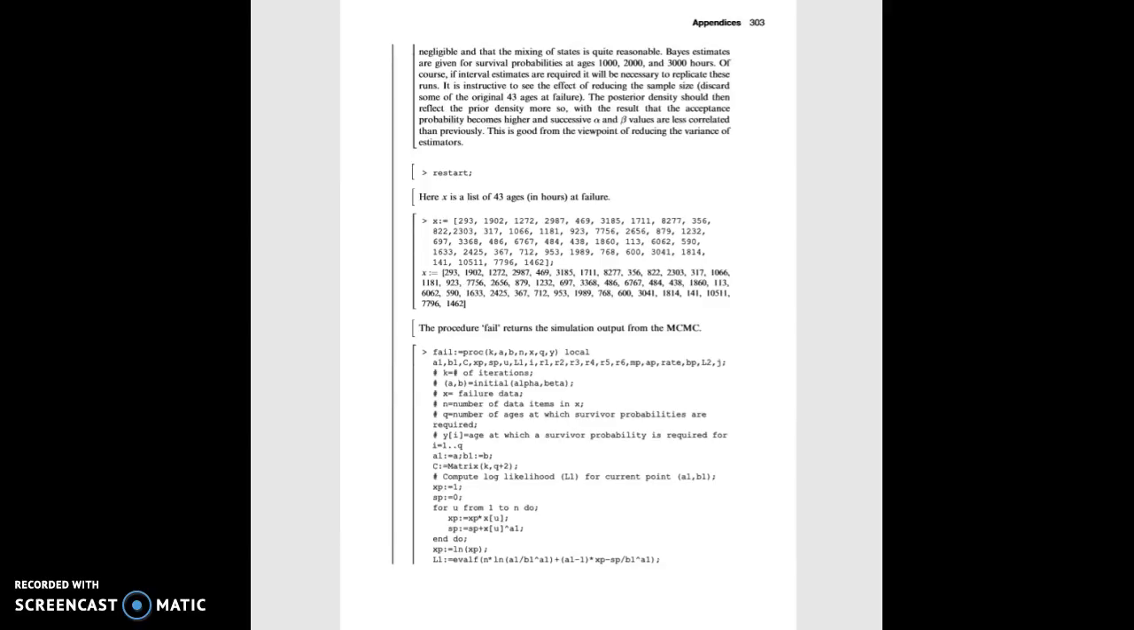Here is where the actual problem starts in. It gives us 43 ages in hours when the jet engine fails. Then we want to run this failure code to figure out the log likelihood, the probability of jet engine failure.